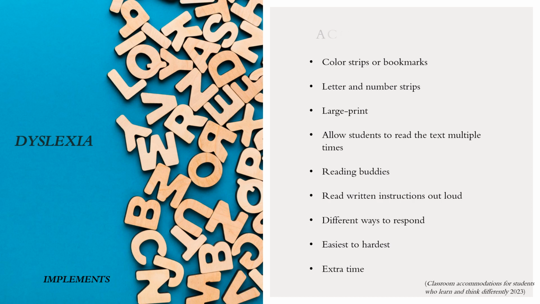Now let's talk about some ways that we could accommodate that in each of our classes. You could provide color strips or bookmarks to help focus on a line of text when reading, so students can see how to write correctly. You could use letter and number strips. Large print text is always good. Allow students to read text multiple times during the day. You could read written instructions out loud, give them step-by-step instructions out loud and written.